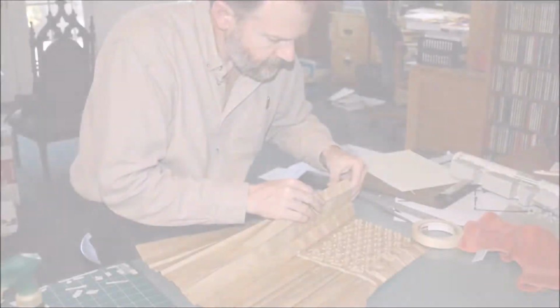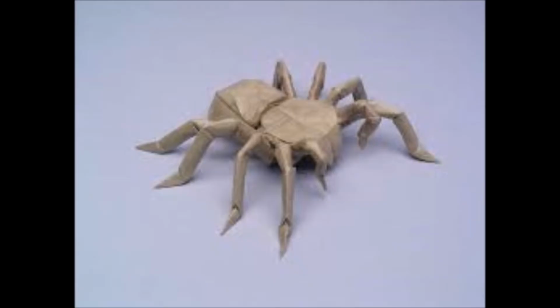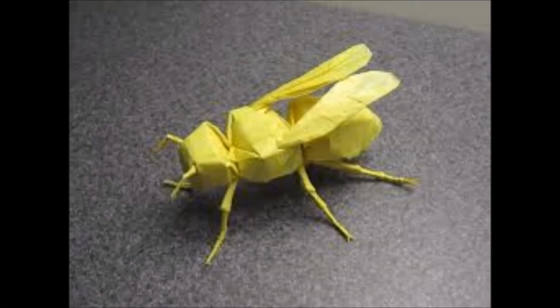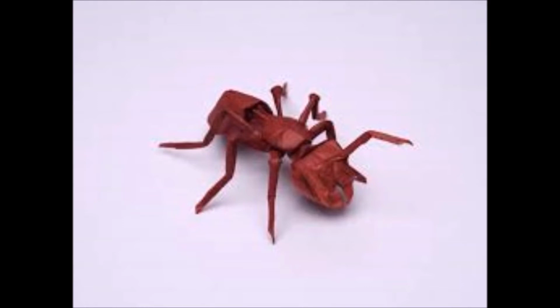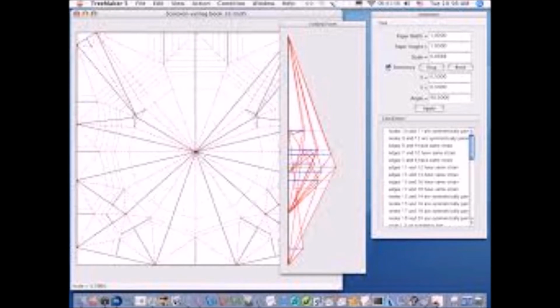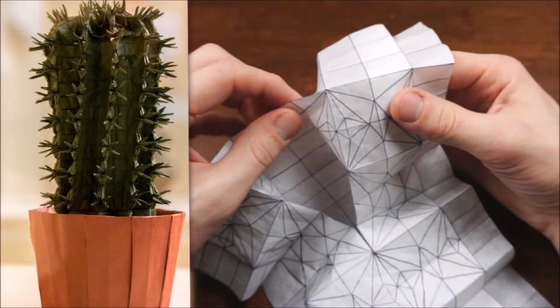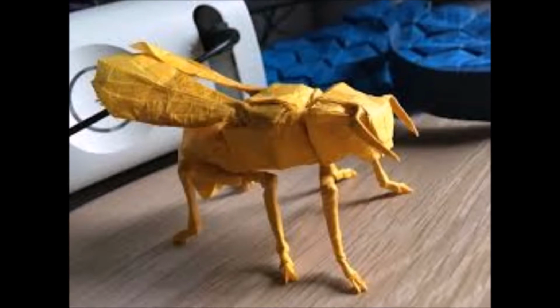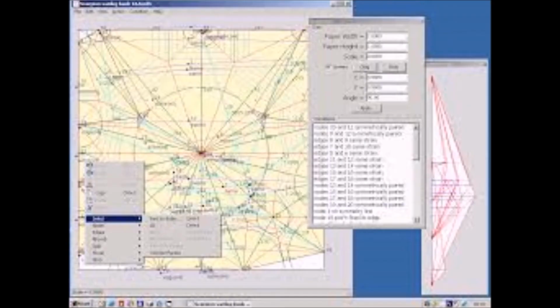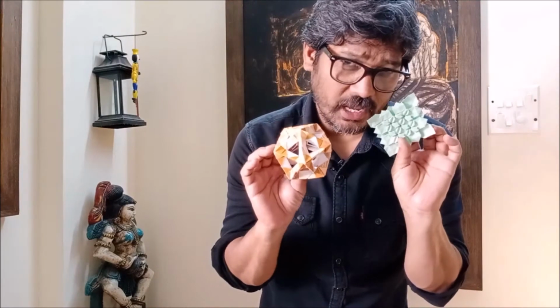Here I would like to mention Robert J. Lang. He is an American physicist who is also famous for origami. He is known for his complex and elegant designs, most notably of insects and animals. He has studied the mathematics of origami. He has made great advances in real-world applications of origami to engineering problems. We have seen an amazing origami artist and a lot of good examples of origami.